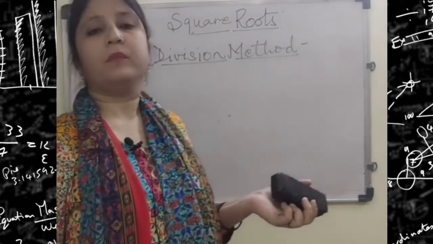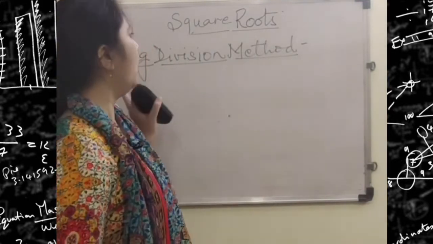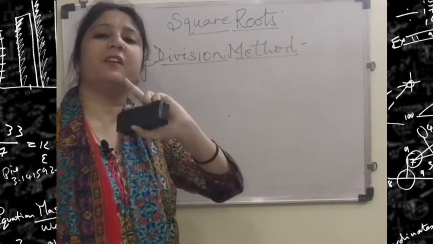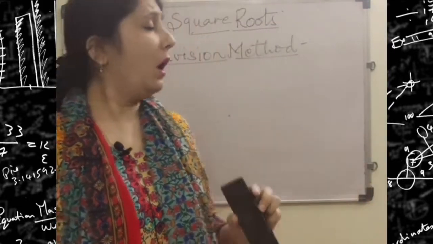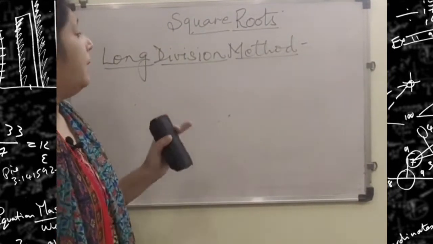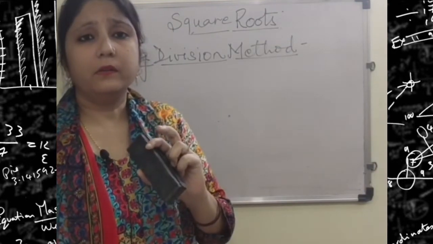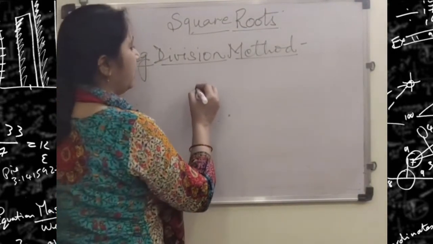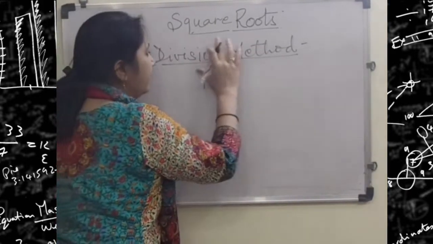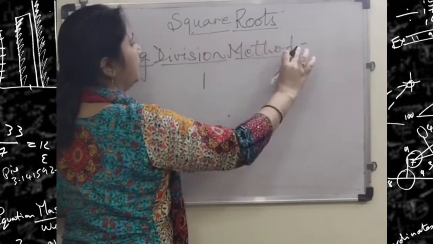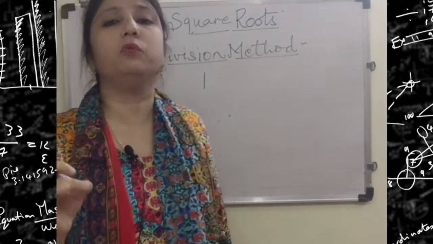Another method that we are going to use to find square root of a number is long division method, which is definitely going to help you in long run. Now, how to use this method? Before using this method, you have to understand certain things. First of all, children, when we use long division method, this division word says that we are going to make use of division.